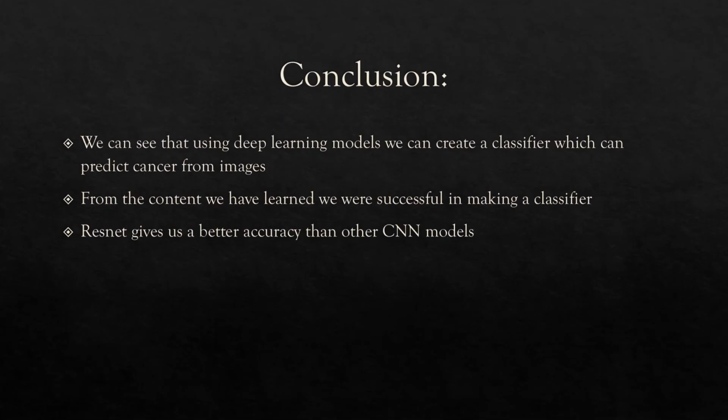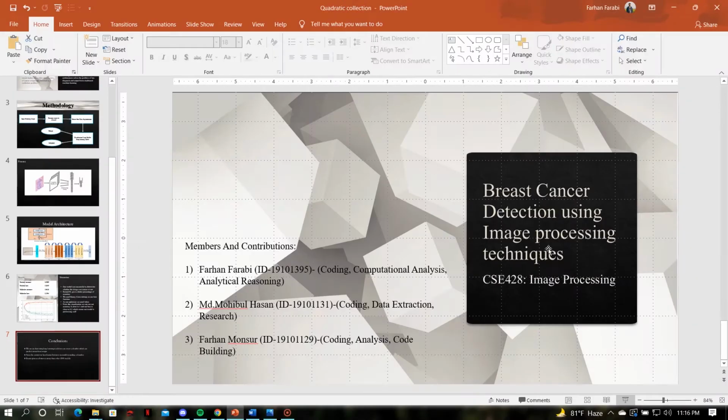In conclusion, using deep learning models such as ResNet or GoogleNet, we can create a classifier which is a much better predictor for cancer from images than traditional machine learning algorithms. From the content we have learned in class, we were successfully able to create a classifier, and keeping in mind all the research and procedures, we found a much better accuracy in CNN models. Now I'm going to explain our code module.